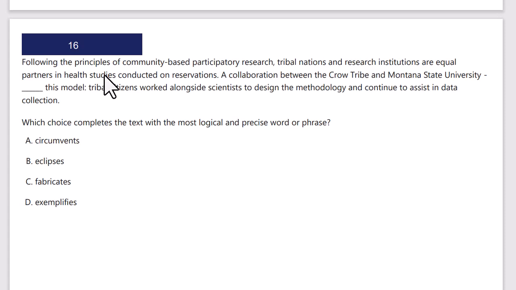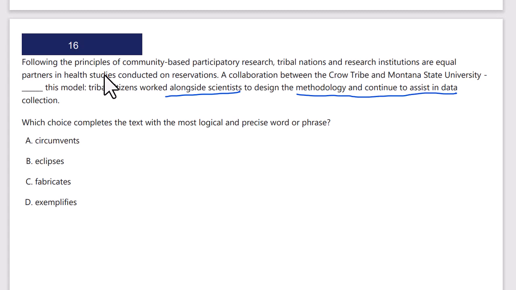Following the principles of community-based participatory research, tribal nations and research institutions are equal partners in health studies conducted on reservations. A collaboration between the Cow Tribe and Montana State University blank this model. The tribal citizens worked alongside scientists to design the methodology and continue to assist data collection.